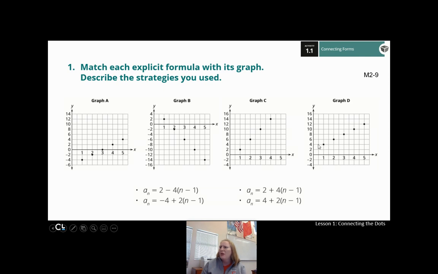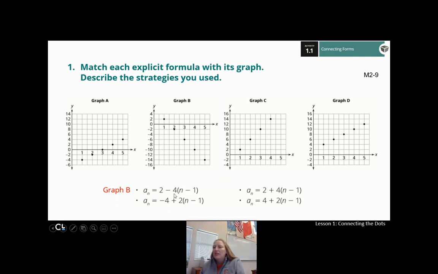That one starts all the way up at 4. So it looks like I've narrowed it down to B or C. I can see that my common difference is a -4. So that means I start at 2, but I go down, right? I'm decreasing. So if I have to choose between B or C, since they both start at 2, I'm going to choose B because it's going down, it's decreasing.